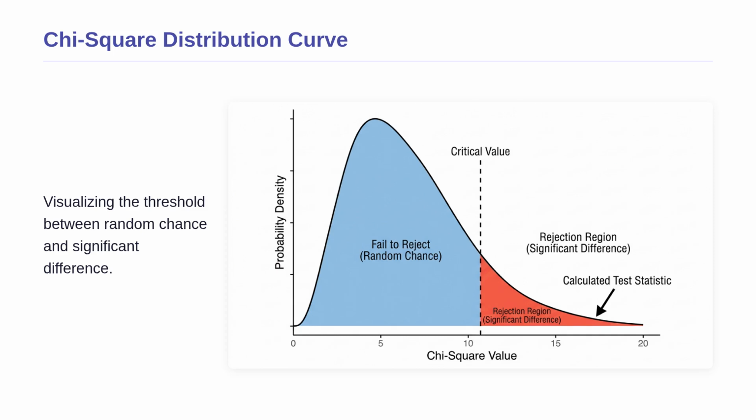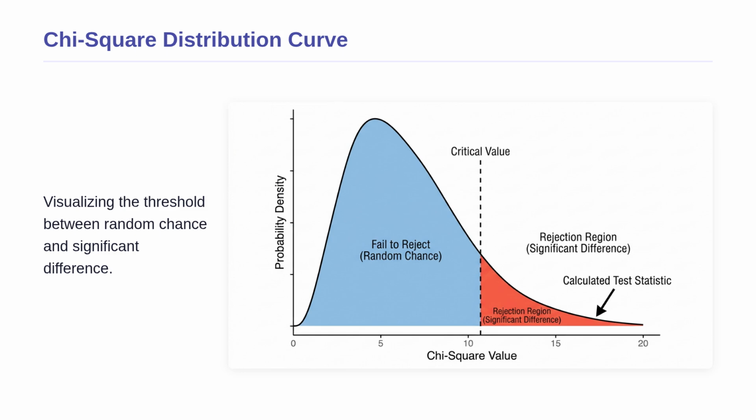To truly cement this concept, let us look at the chi-square distribution curve. The horizontal axis represents the chi-square value, and the vertical axis shows the probability density. Notice the vertical dashed line? This is our critical value, the threshold we looked up in the table. The large blue area to the left represents natural random variation. If our score lands here, we fail to reject the null hypothesis.